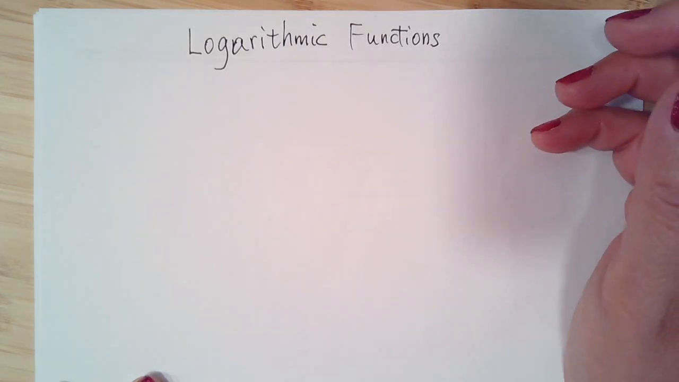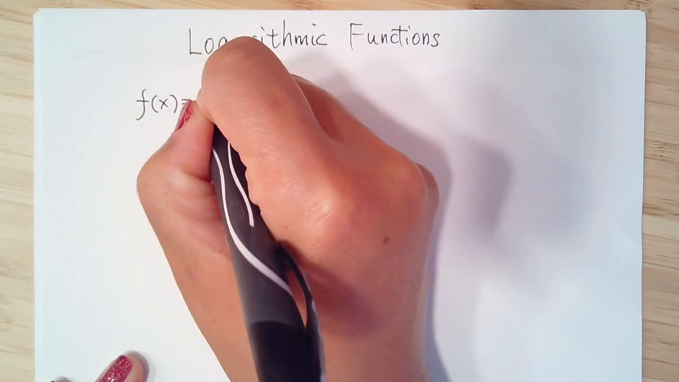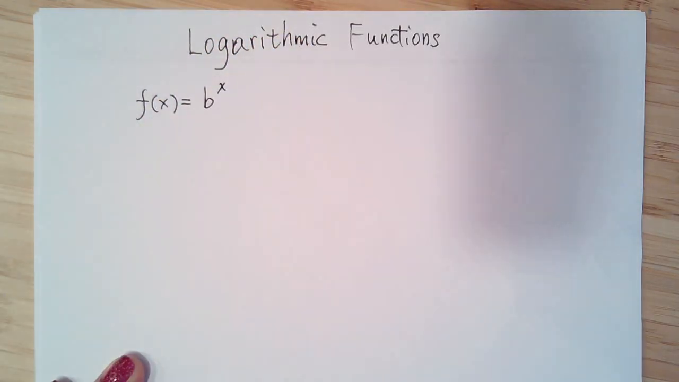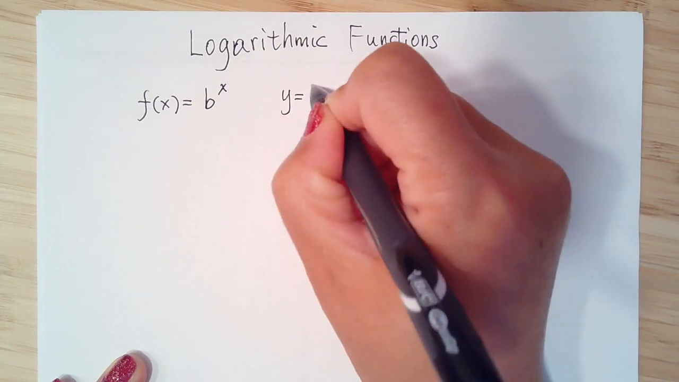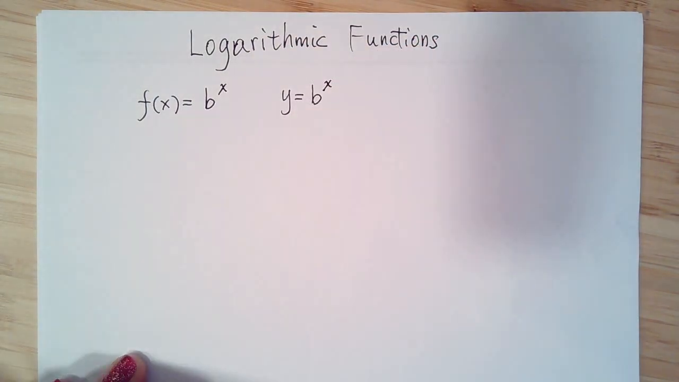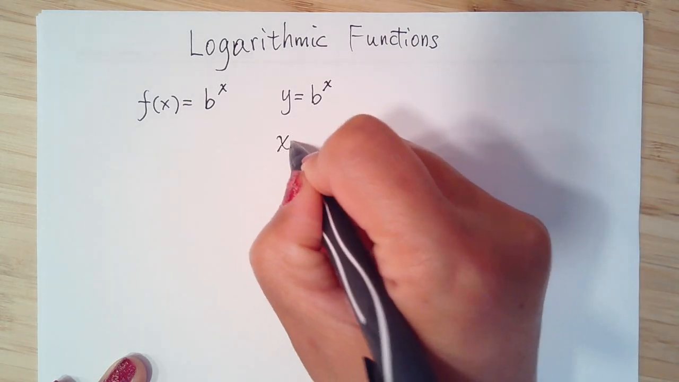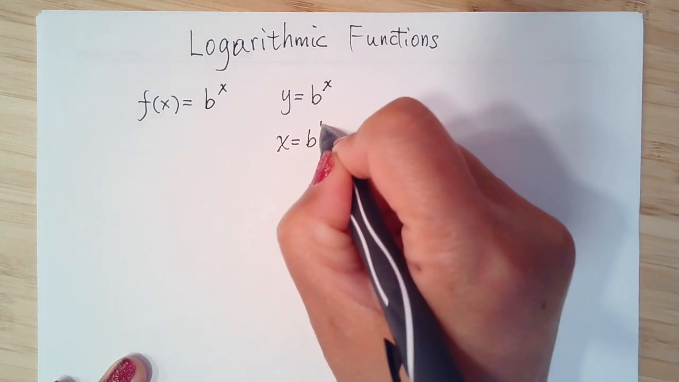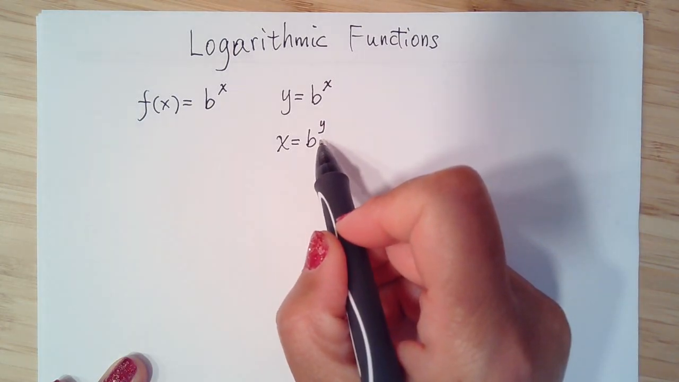What does that mean? That means f of x equals b to the x. That's the exponential function, right? Or you write y equals b to the x. Do you remember how to find the inverse function? We rewrite that as y, and then we switch x and y so that x becomes b to the y. And then I need to solve for y. How do you solve for y?